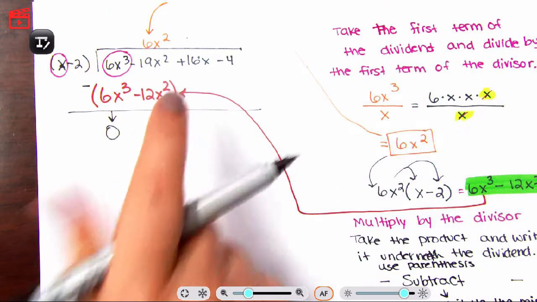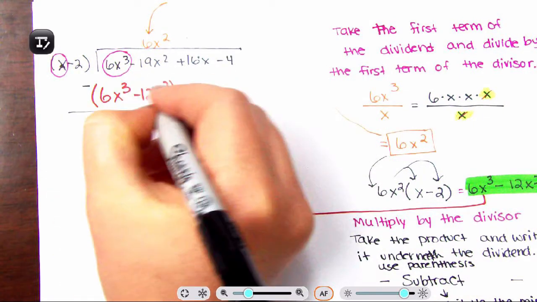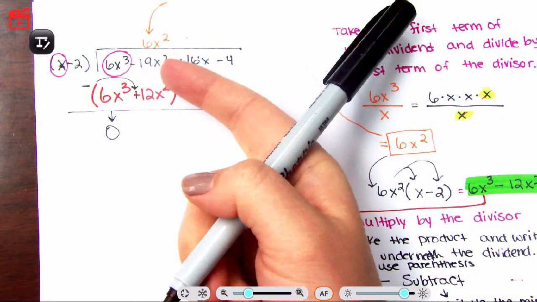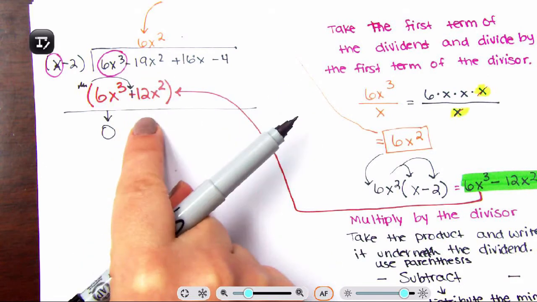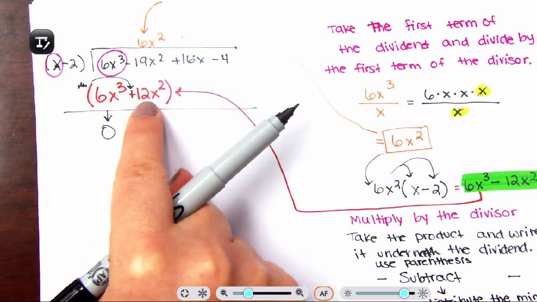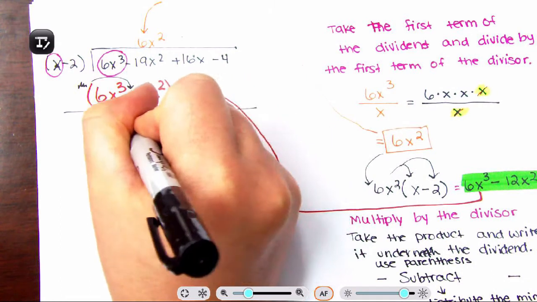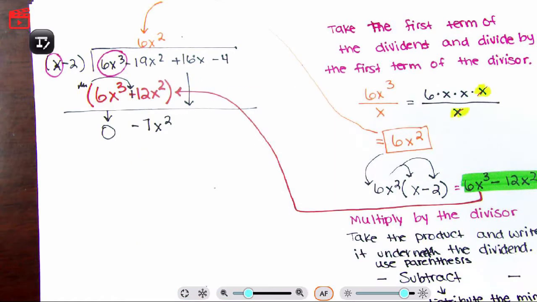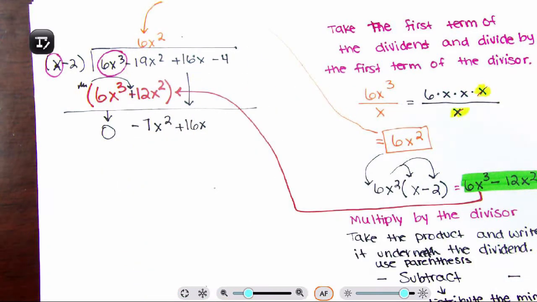Now here you're going to do what I asked you here: distribute the minus and add. So I'm going to take this minus and distribute that, which makes it a plus. And now this minus goes away. So now I have negative 19 plus 12. So 12, 13, 14, 15, 16, 17, 18, 19. That's 7. So I have 7x squared. Now what do we do? We bring down the next term, just like we would in a regular division problem.